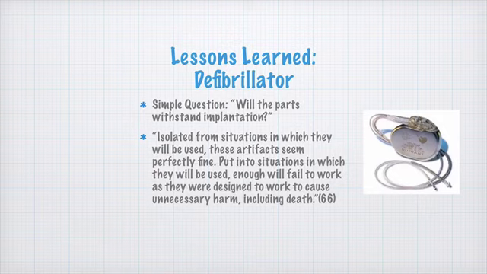So isolated from situations in which they will be used, these artifacts seem perfectly fine. Put into situations in which they will be used, they will fail to work as they were designed to work, and cause unnecessary harm, including death. So here's a case where we do have a life or death harm. By not thinking through the problem, by not saying, am I putting the correct parts in place? Am I using the right materials? Can this withstand sustained use over time? I'm actually causing harm and life-threatening harm and failing in my job as an engineer. If I'd engineered this device and didn't specify what type of parts ought to be used, then I am morally responsible for what happens.